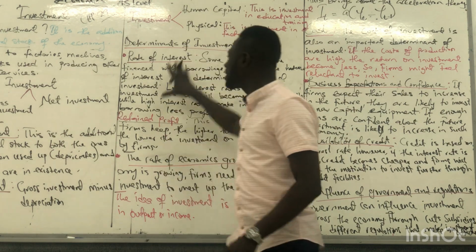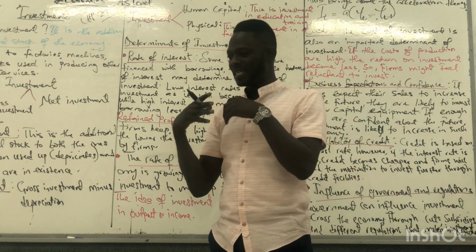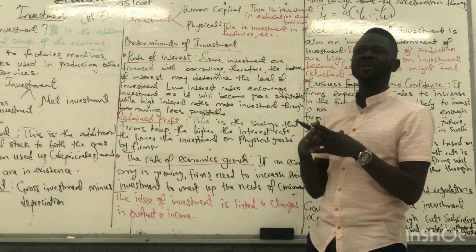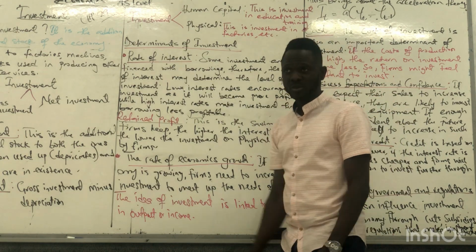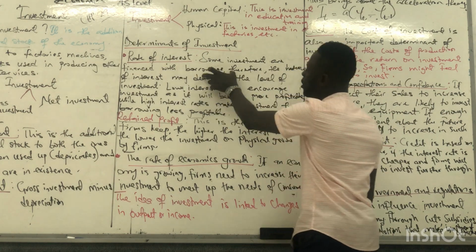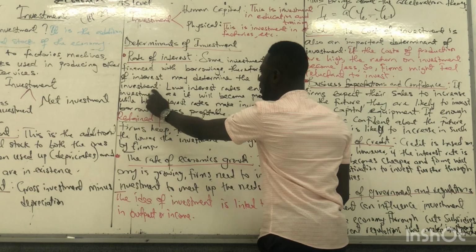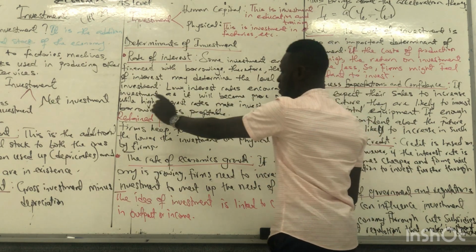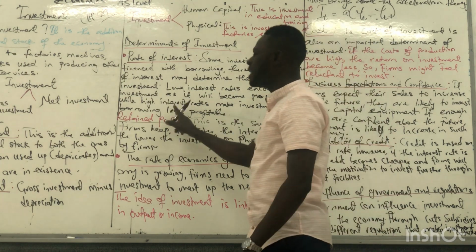These are the determinants of investment. We're talking about those factors that warrant us to invest or that stop or discourage us from investment. Number one, the rate of interest. Here I wrote that some investments are financed with borrowings. Therefore, the rate of interest determines the level of investment. Low interest rates encourage investment as it will become more profitable, while high interest rates make investments through borrowing less profitable.